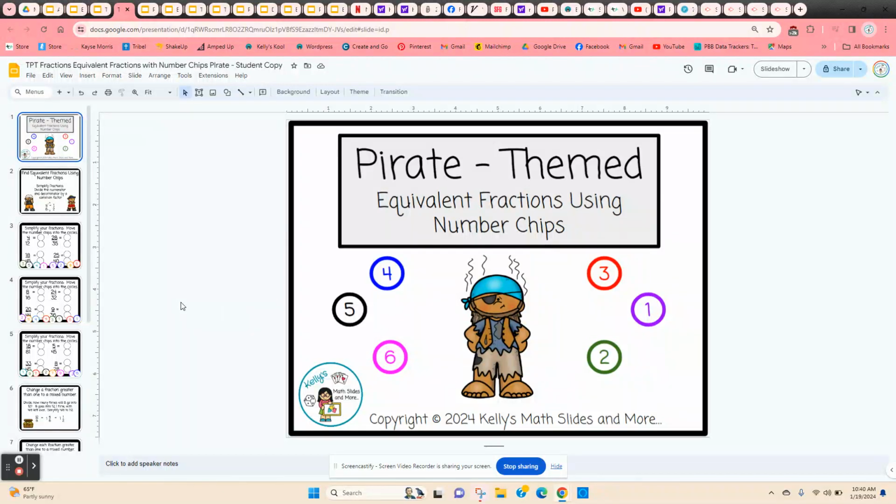Equivalent fractions using number chips. This is a pirate-themed version. And this is a digital lesson that teaches students how to find equivalent fractions. And it's a lot of fun for them. They can move these colorful chips around their screen.